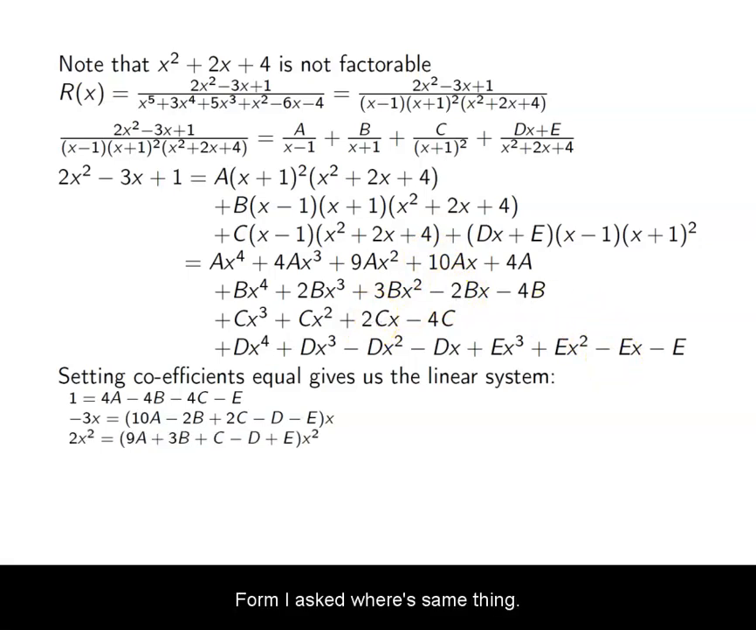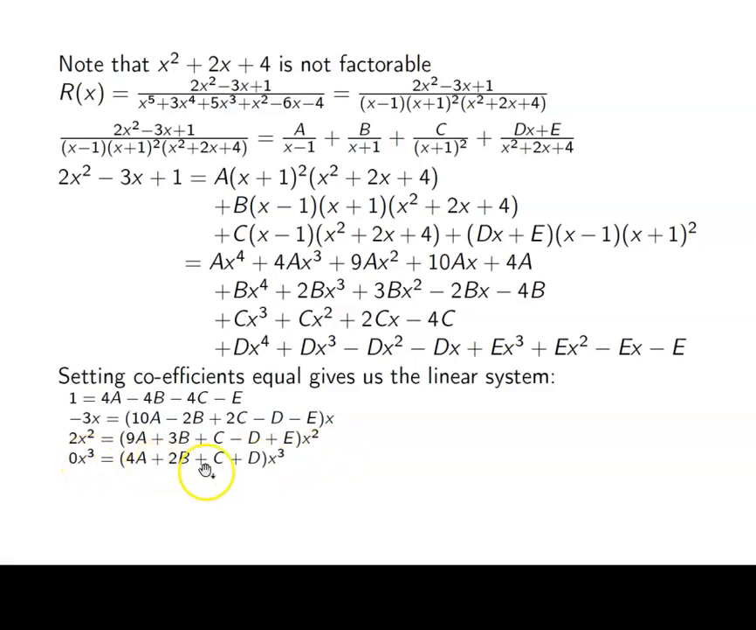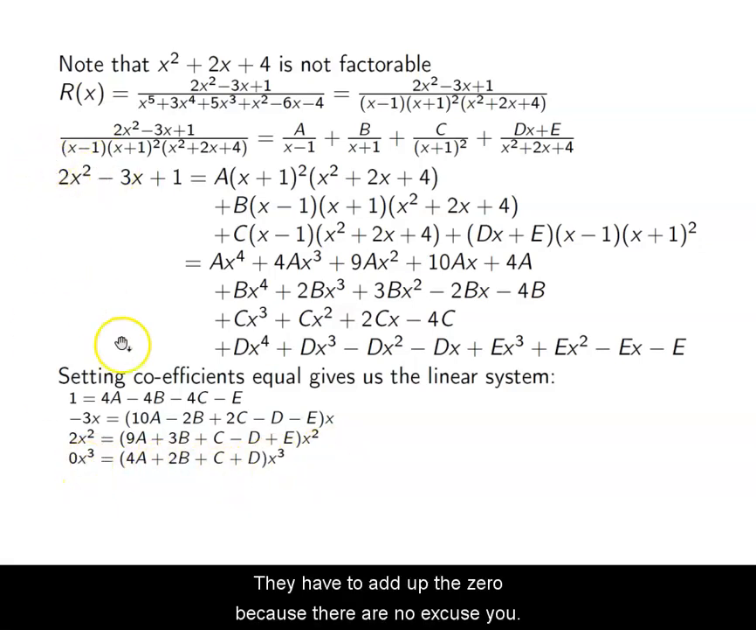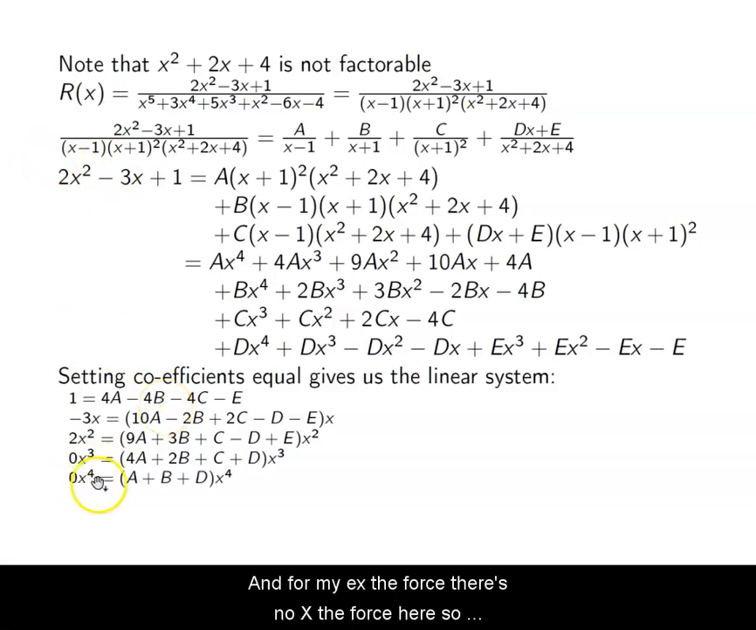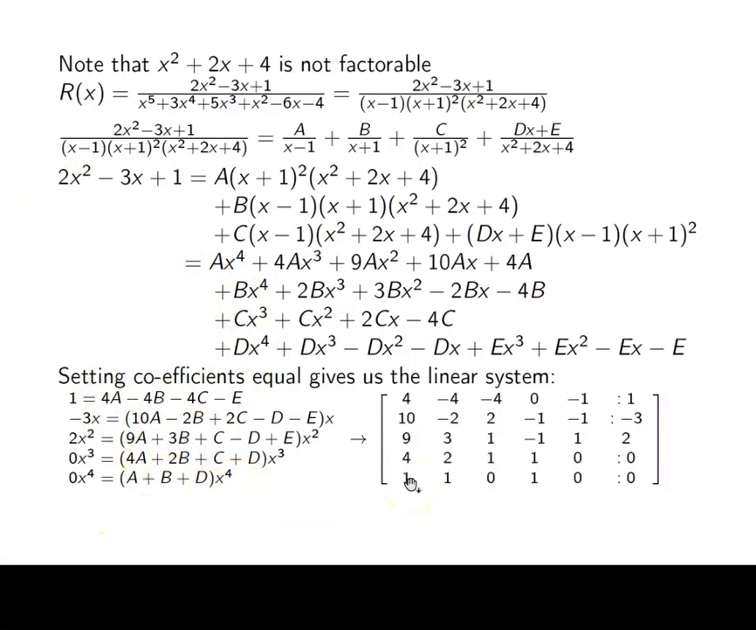For my x squareds, same thing. These are all of my x squared terms grouped together. So here I'm just being nice and showing we can pull this out as a factor. For my x cubeds, they have to add up to 0 because there are no x cubeds here. And for my x to the fourth, there's no x to the fourth here. So a plus b plus d has to be 0. Okay, turn this into a system of equations.